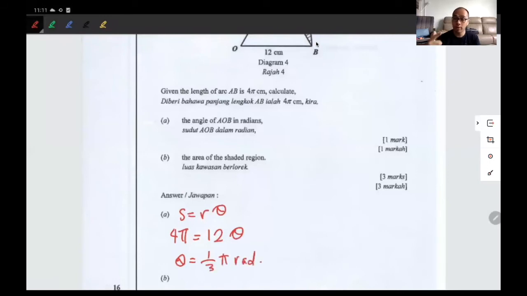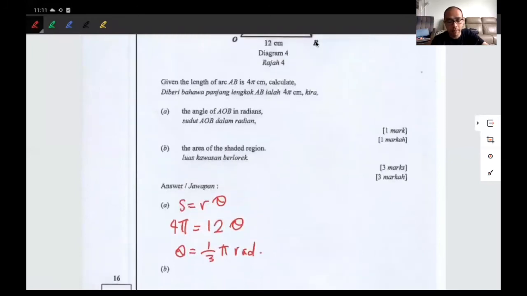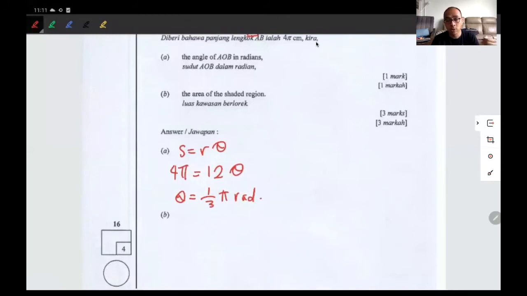Okay, 4 bahagi 12 is 1 over 3 lah. Okay, and I must mention this lah. Kalau jawapan dia bagi in terms of pi, usually lah our answer for the angle is also in terms of pi. Okay, you can do 1 over 3 times 3.142. You can do it is also equals to 1.0473 radian. Pun boleh. Okay, tidak salah. But because originally the question already give in terms of 4 pi, okay, so we give our answer in terms of pi also. Tidak salah.